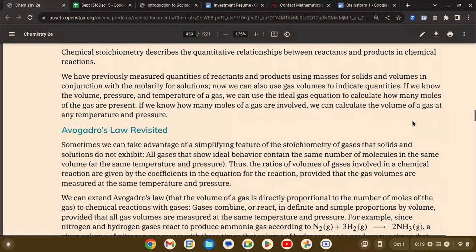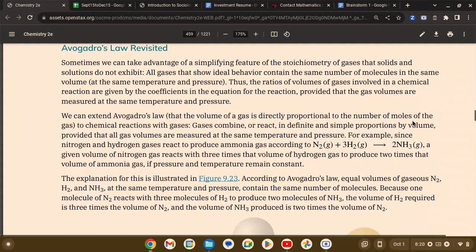Chemical stoichiometry in gases. Chemical stoichiometry describes the quantitative relationships between reactants and products in chemical reactions. We have previously measured quantities of reactants and products using masses for solids and volumes in conjunction with the molarity for solutions. Now we can also use gas volumes to indicate quantities. If we know the volume, pressure, and temperature of a gas, we can use the ideal gas equation to calculate how many moles of the gas are present. If we know how many moles of the gas are involved, we can calculate the volume of a gas at any temperature and pressure. Avogadro's Law Revisited.